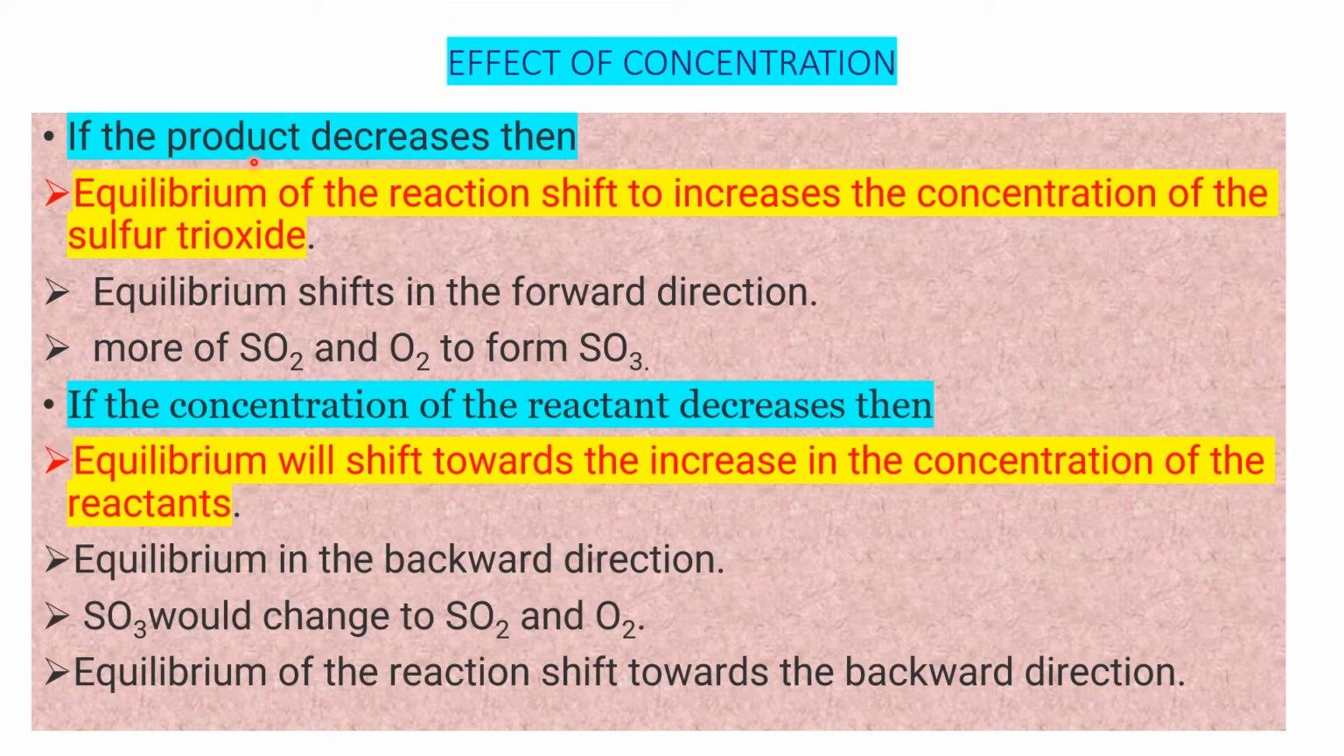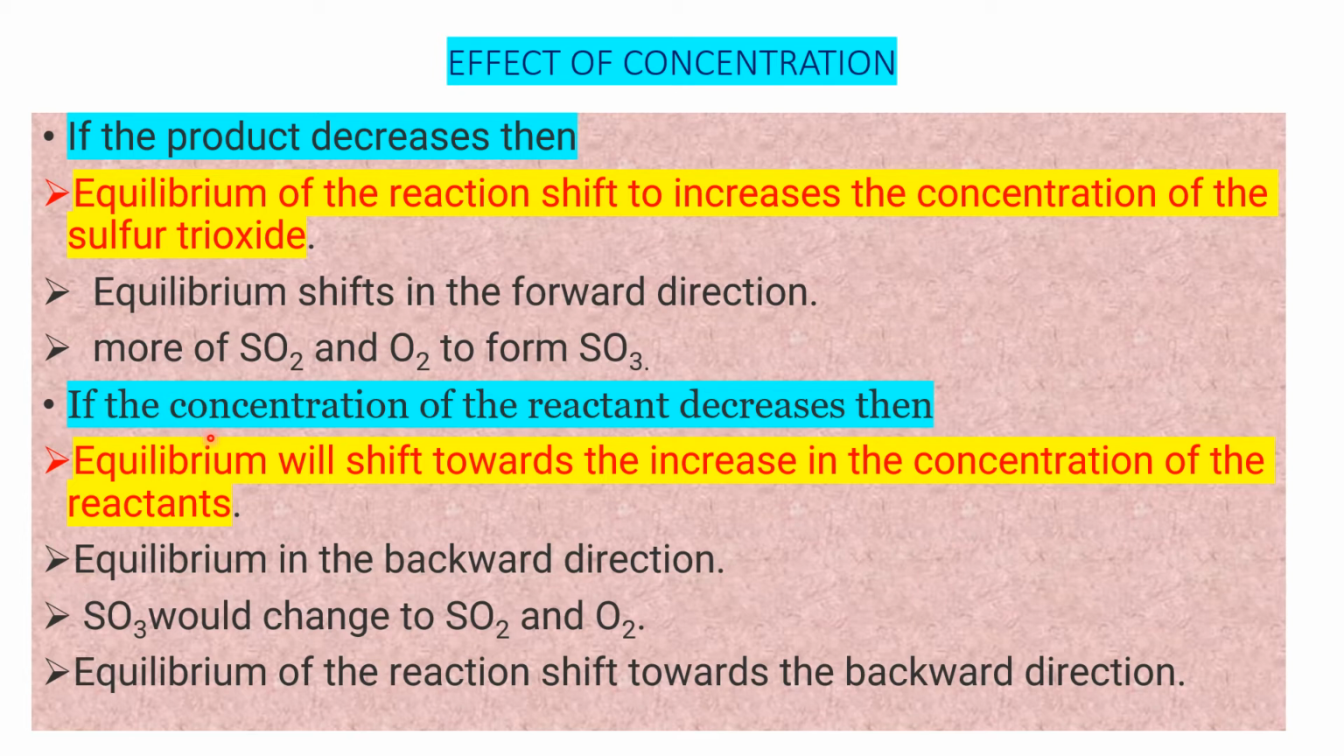If the concentration of products decreases, then the decreased concentration of products can be increased. And how it can be increased? It can be increased if the reaction is made to move in the forward direction. That is, more of sulfur dioxide and oxygen will combine to form sulfur trioxide.